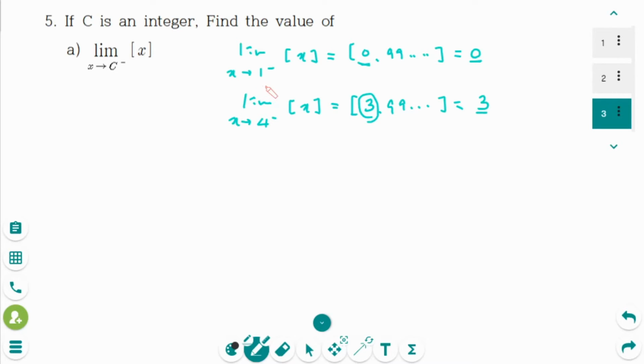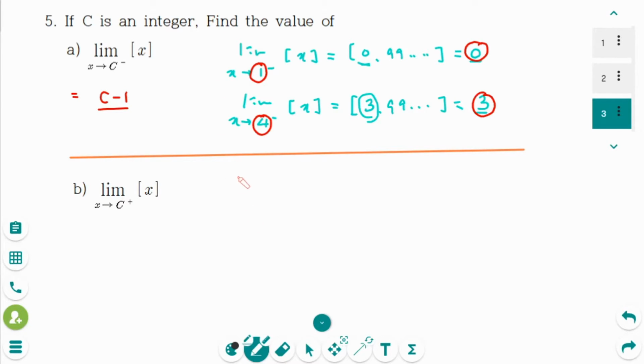As x approaches 1 from the left side, the answer is 0. When x approaches 4 from the left side, the answer is 3. Then back to original. As x approaches c from the left means it's not c, but a little bit less than c. So the answer is c minus 1.